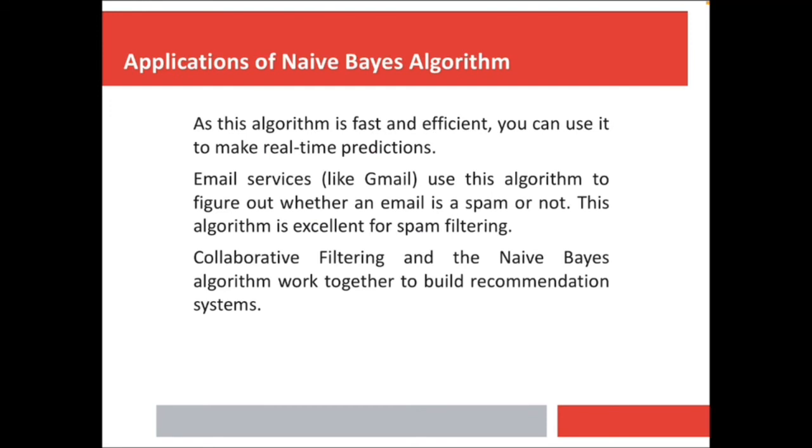And also it is used in email services, like Gmail uses this algorithm to figure out whether an email is spam or not. So this algorithm is excellent for spam filtering. Also, with collaborative filtering and the naive Bayes algorithm together, we can also make a recommendation system out of it. So it's also really useful for this particular algorithm.